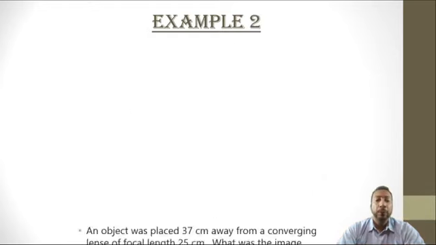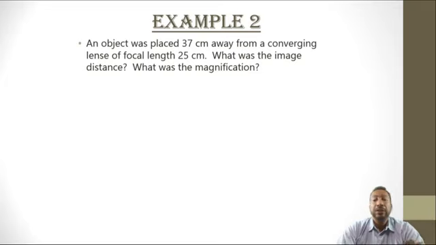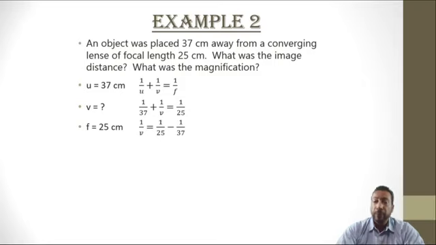Example 2. An object was placed 37 centimeters away from a converging lens of focal length 25 centimeters. What was the image distance and what was the magnification? So as always, we begin by identifying our givens. u is 37 centimeters, v is unknown, f is 25 centimeters. We substitute into our formula. In this example here, we have to transpose and we subtract 1 over 37 from 1 over 25. Using our calculator, 1 over v will be 12 over 925.